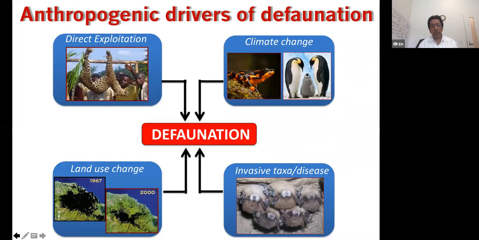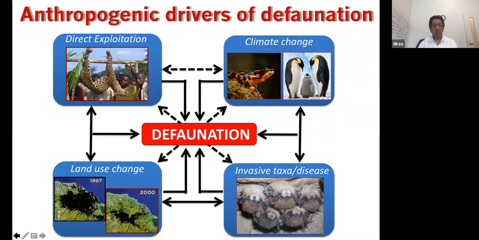It is important to begin to think about what are the forces that push defaunation. So in this slide, you see the four major drivers, and they are, as you could easily guess, direct exploitation of animal life, obviously land use change, the transformation of the habitats where these species and these animals live, the effects of invasive taxa, particularly pathogenic taxa, and now, and especially going forward, climatic change. So all of those four factors have a tremendous influence on the situation of animal life. But perhaps more critical is that all of these factors interact amongst themselves to create a much more complicated situation that I have tried to illustrate in this slide with these arrows.